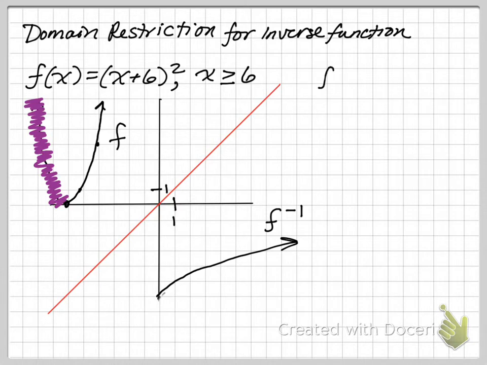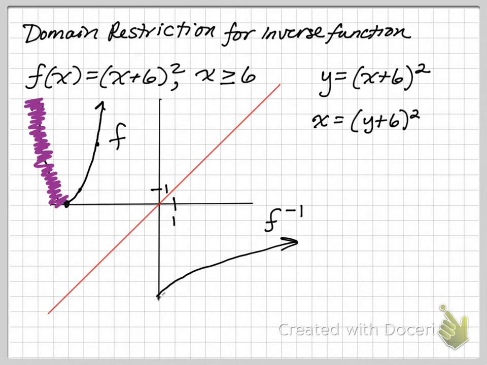So when I take f of x equals (x plus 6) squared, I'm going to go y equals (x plus 6) squared. I want to switch the x's and y's first since I'm doing the inverse. So I'm going to go x is equal to (y plus 6) squared. Now I'm going to take the square root of both sides. And when I do that, that's going to give me plus or minus root x equal to y plus 6. So y is equal to negative 6 plus or minus root x.